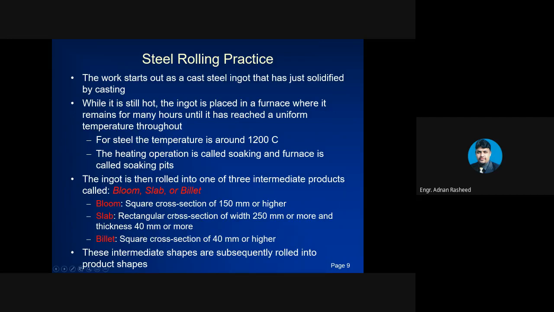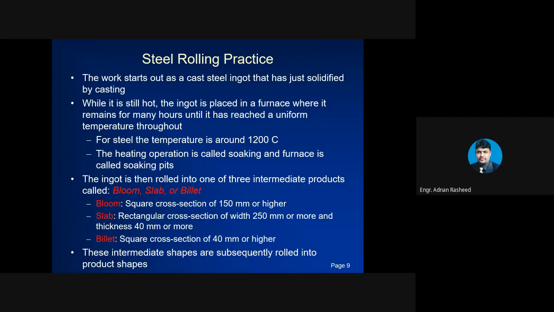So if you have a rectangular cross-sectional area, that must be a slab. You can see that the width is higher than the thickness. So this is the example of a slab. Now billet. A billet has a cross-section of 40 millimeter or higher. Basically, the difference between blooms and billets is that a billet has a smaller cross-sectional area. If you have 150 millimeter or above square, that comes into the category of bloom. These intermediate shapes are subsequently rolled into the product shapes.